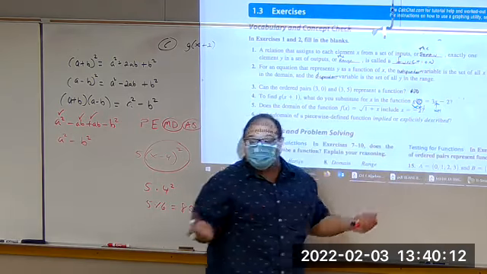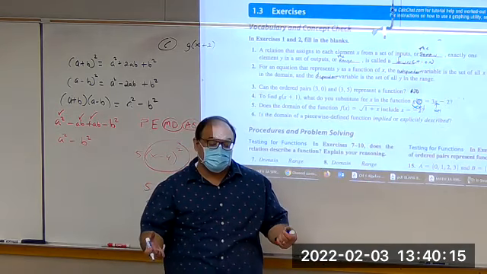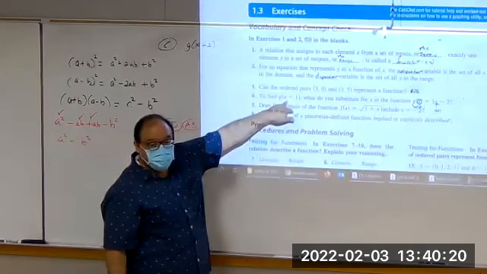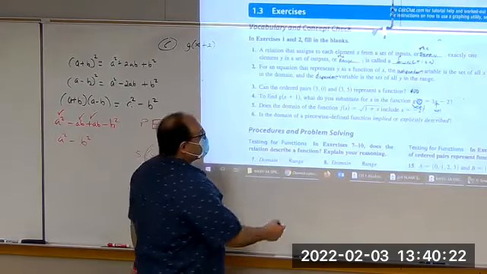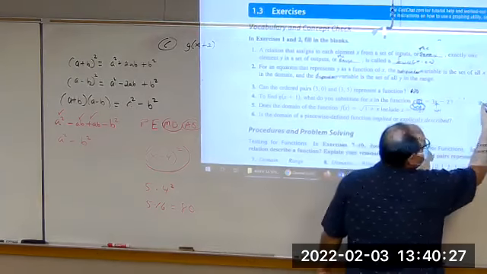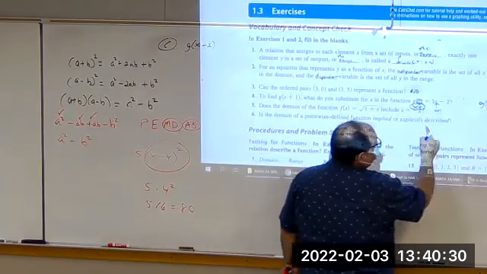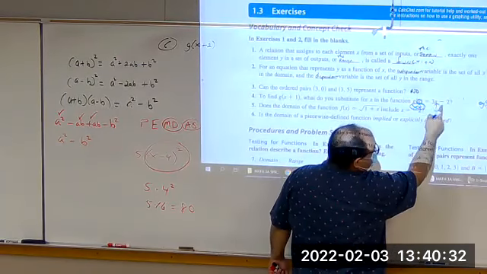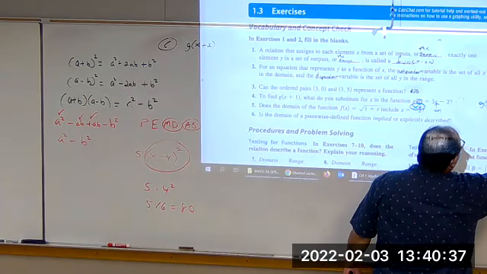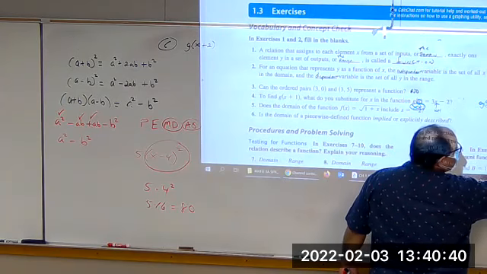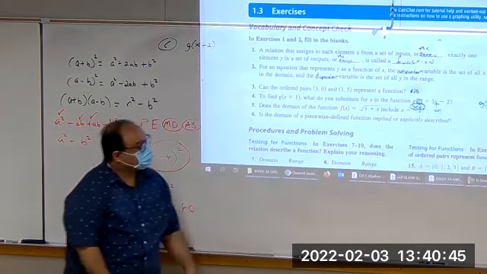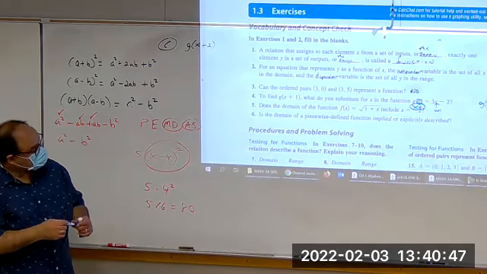It's not asking you to do it. It's just asking you what you replace the x with. Instead of an x, you're replacing it with an x plus 1. What do you do to it? Whatever goes in, you multiply by 3. So now it's 3 times (x plus 1), and then a minus 2. They're not asking for this. I'm just showing you what it would look like.